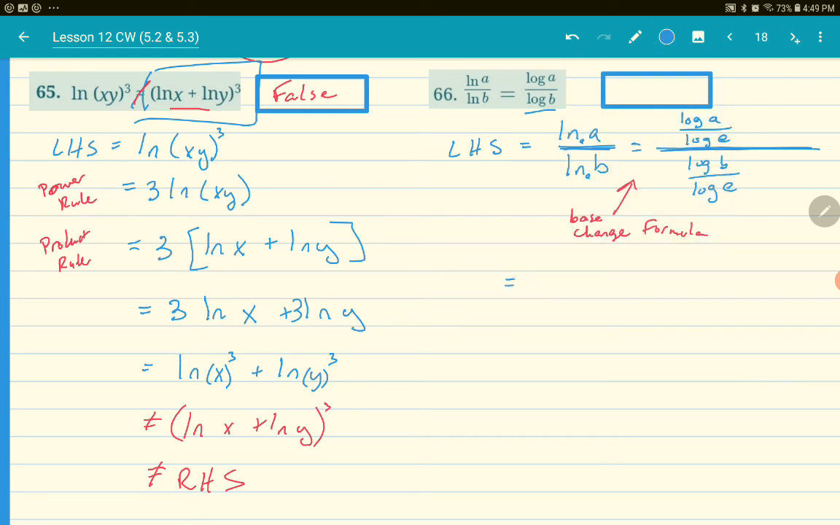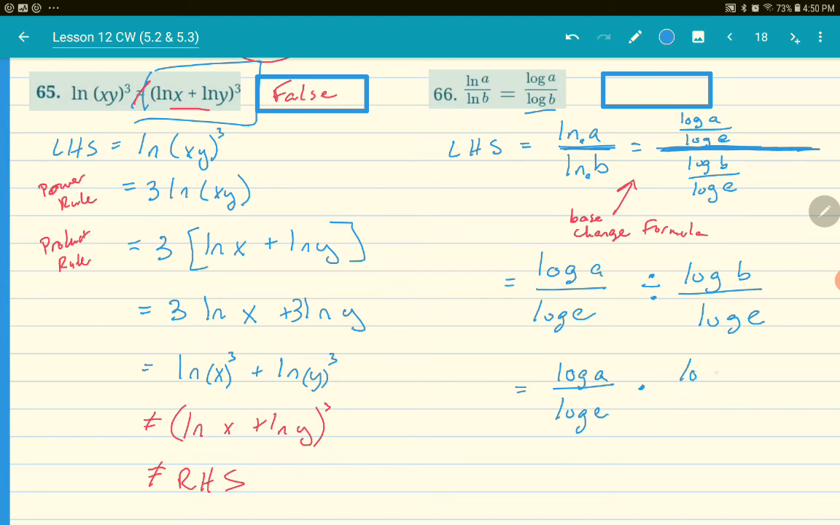It'll be easier to evaluate if I spread it out like a division. So I'm using this fraction bar. I'm going to rewrite that as a division problem. So I have log of a over log of e divided by log of b over log of e. And to divide fractions, it's easy as pie. I just flip the second and multiply.